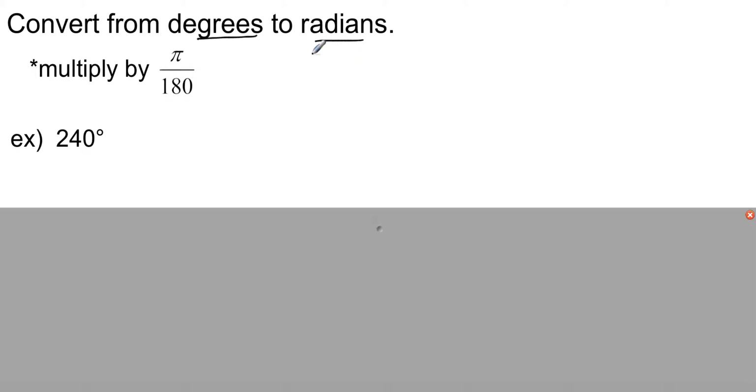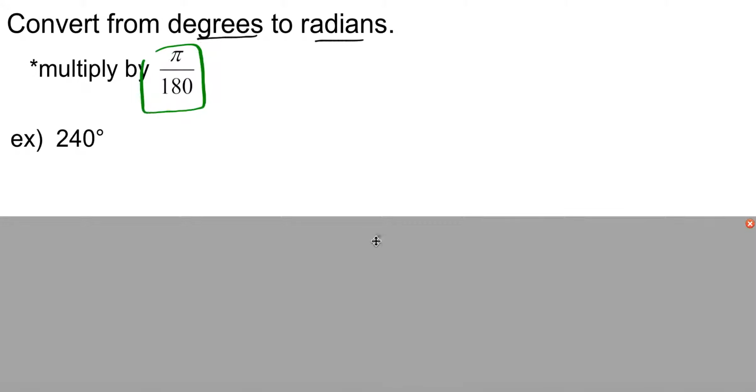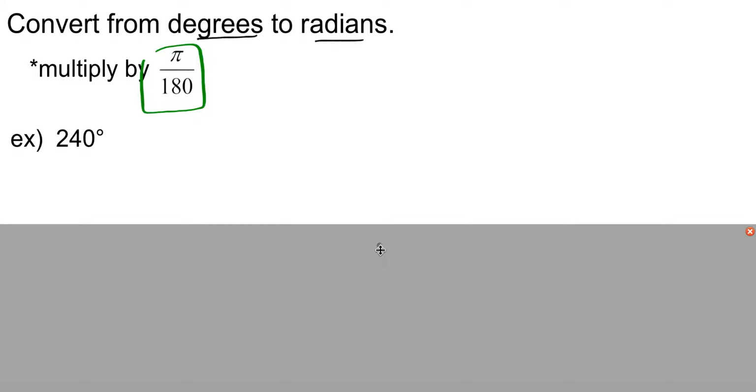So in order to do that, we're actually going to take our degree measure and we're going to multiply it by pi over 180. So having your calculator handy is going to speed things up. And remember, with the ACT, you are under some time constraints. But I'm going to show you some ways of doing it if you don't have your calculator handy. And sometimes working without the calculator can be faster.